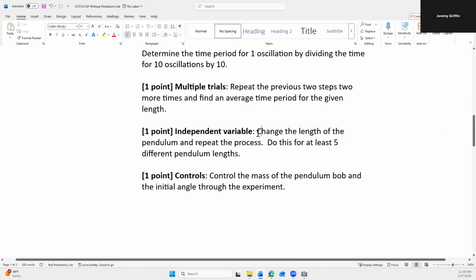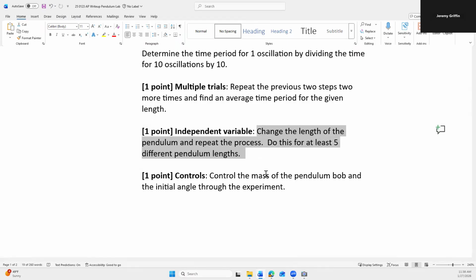Okay, so this particular write-up is saying change the length of the pendulum and repeat the process. Do this for at least 5 different pendulum lengths. Right? So if you chose for your write-up the same experiment I'm doing, you want to write that. Okay? If you chose to change the angle, you want to say change the angle by 5 degrees every trial, and do this for 5 different angles. If you chose change the mass, you'd say change the mass every time and do this for 5 different masses. Right? So what I'm highlighting right there could be one of 3 different setups depending on which experiment you're writing up.